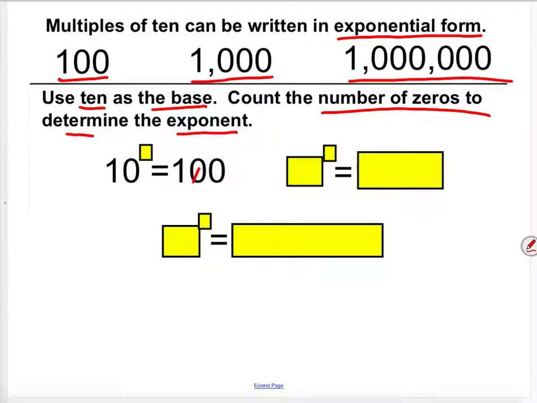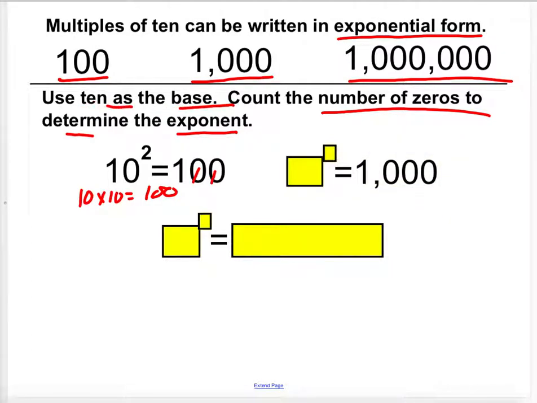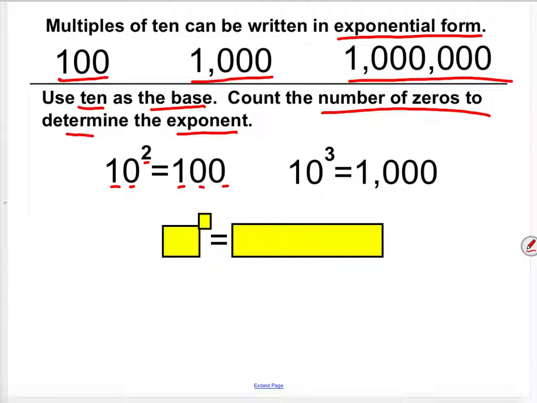Well, we have 2 zeros, so we know it'll be 10 to the second. And that makes sense because 10 times 10 equals 100. If we had 1,000, we use 10 as the base, and we count the zeros, we have 3, so it's 10 to the third power. You can see that writing 100 in exponential form doesn't save you any time. You still have to write 3 digits. Writing 1,000 in exponential form does save you a little bit of time because you have to do 1, 2, 3, 4, 5 things versus 1, 2, 3 things.